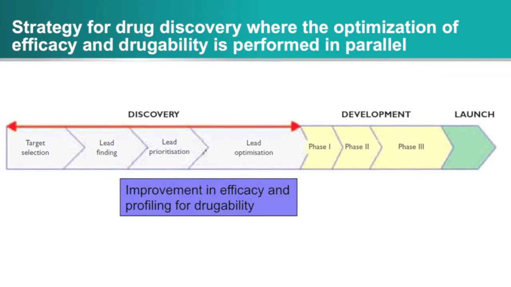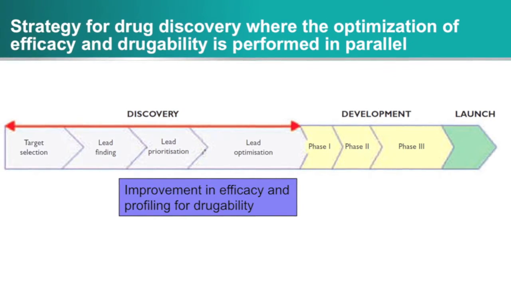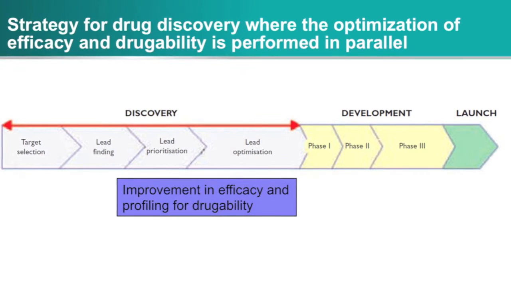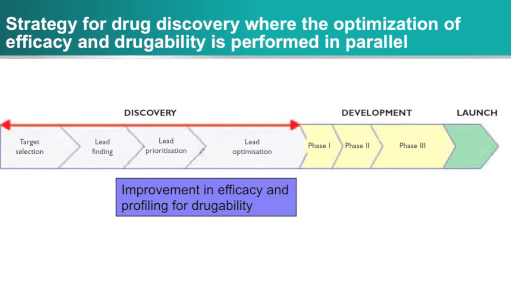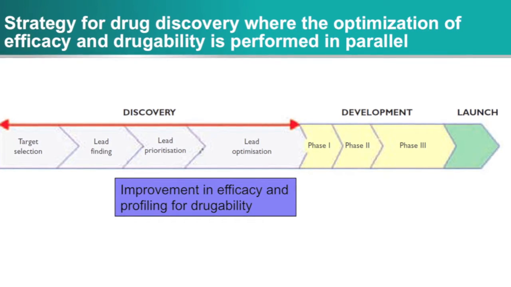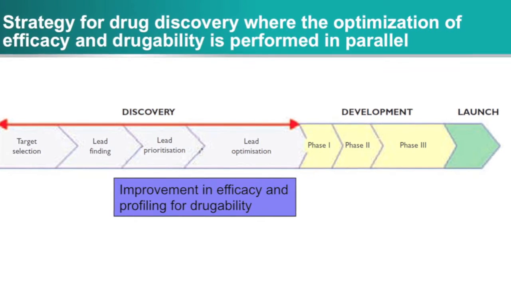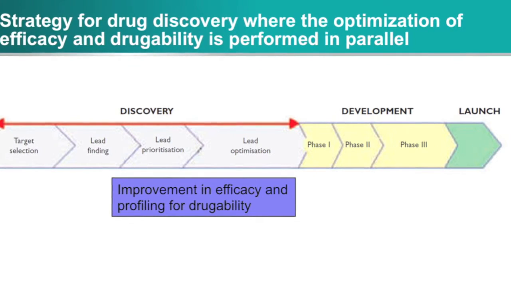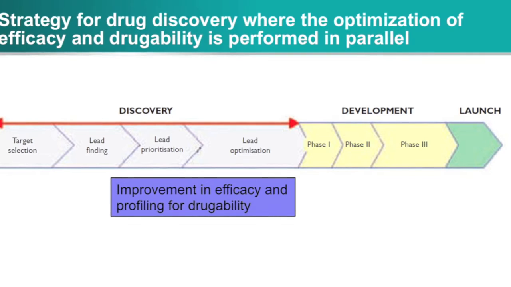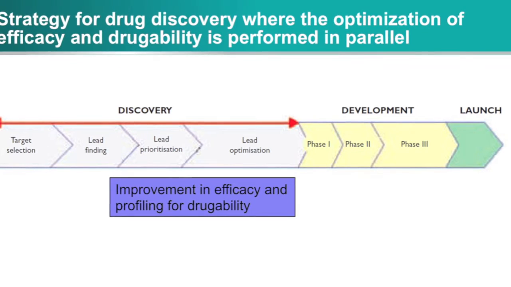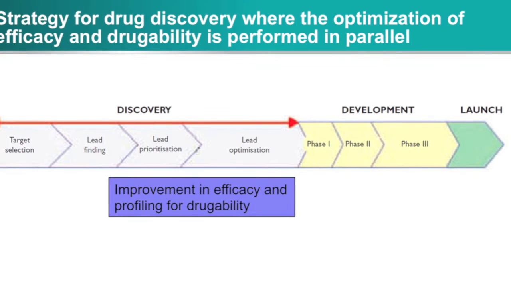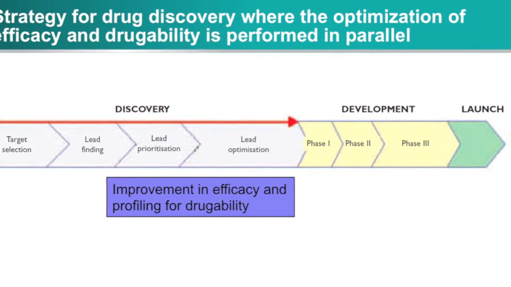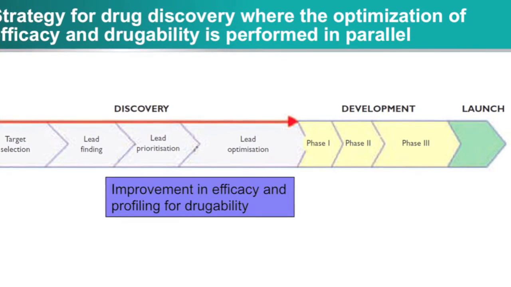So in doing drug development, we start with a target that we're going after, and this may be an enzyme or a receptor that's involved in a cancer. And then we start by generating a lead, and then we do lead optimization where we improve the efficacy and profiling for druggability, which is improving the absorption, distribution, metabolism, and eventually excretion of the drug. And then after we come up with a candidate, it goes into clinical development where we actually prove that the drug is going to be safe and efficacious in man.